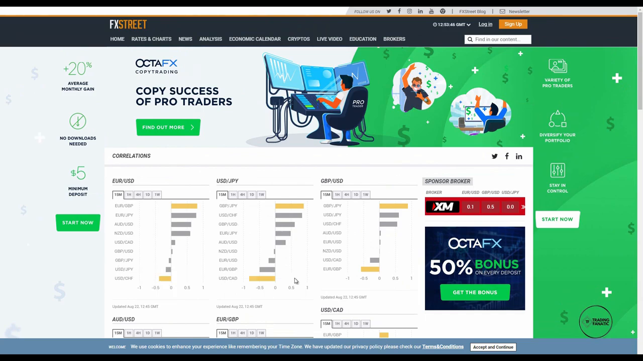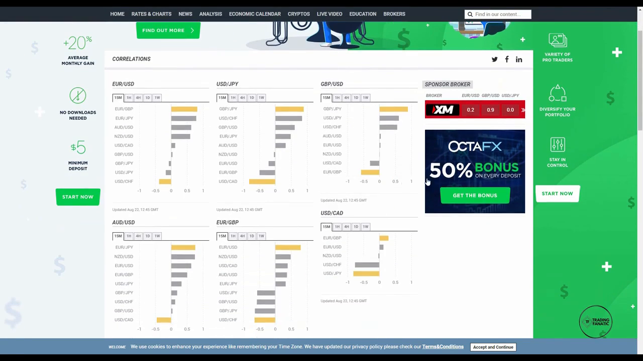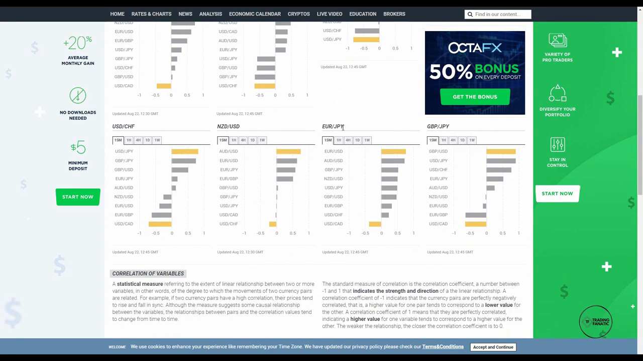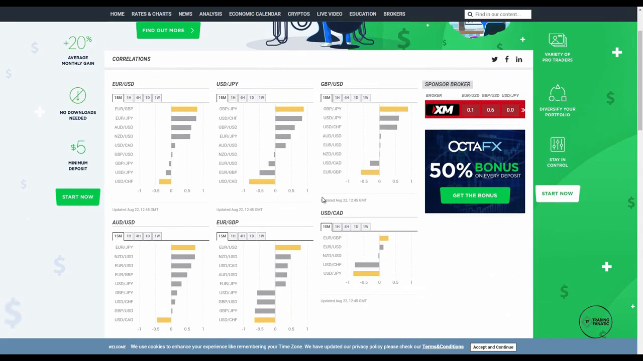So let's start with the description of this page. This is the correlations page of FX Street. What do we have here? We have only the major pairs: EUR/USD, USD/JPY, GBP/USD, AUD/USD, EUR/GBP, USD/CAD, USD/CHF, NZD/USD, EUR/JPY, and GBP/JPY. So if you're trading minor currencies or exotics, stay tuned, I have another tool for you guys. But let's get into this one.